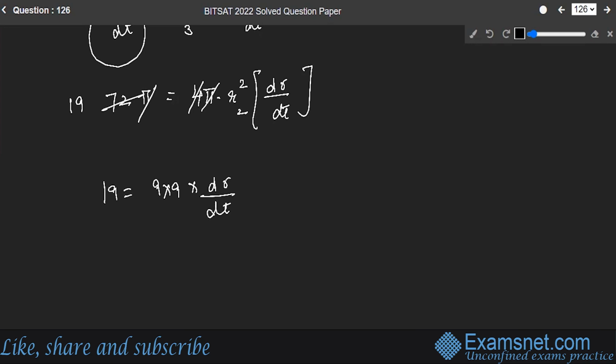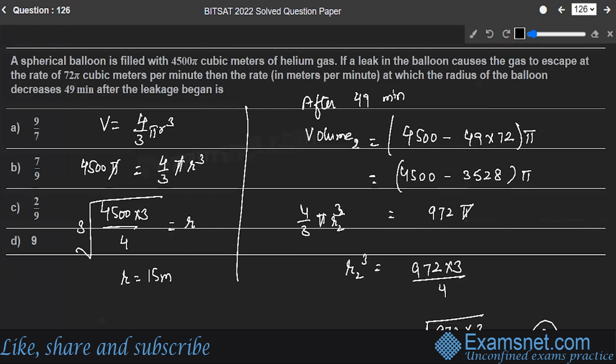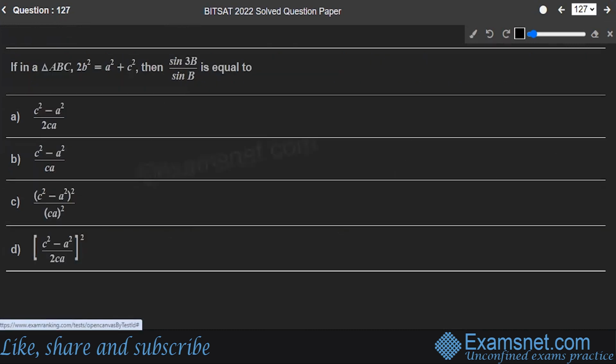Or this was 18. This was 18. So this will be dr upon dt is equal to 2 by 9 meters per second, right? Meters per minute. That means we have option C as the right answer. Hope you got that. Next is question 127.